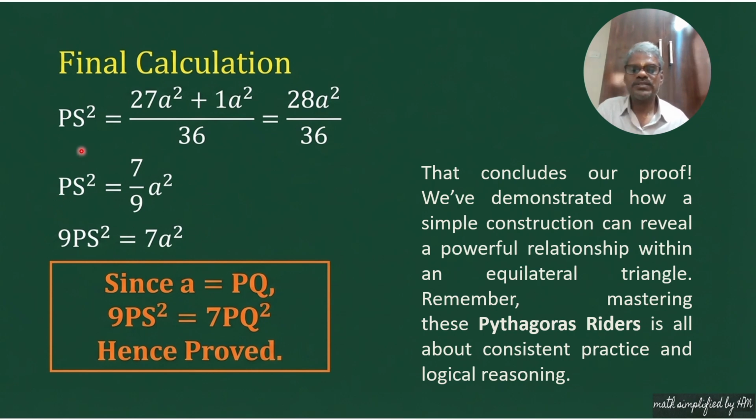Multiplying both sides by 9, we get 9 PS square is equal to 7 A square. Since A is equal to PQ, we get 9 PS square is equal to 7 PQ square. That concludes our proof. We have demonstrated how a simple construction can reveal a powerful relationship within an equilateral triangle.